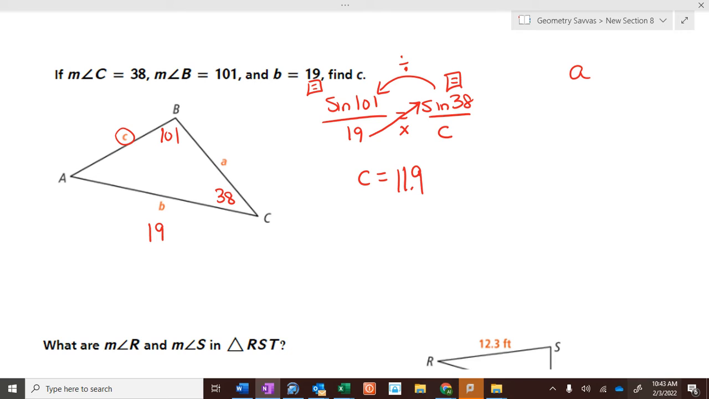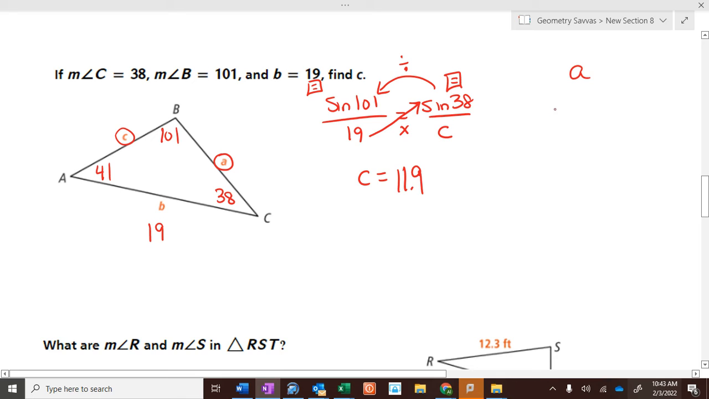All right, so because you want to know A, you need to know the angle opposite. Well, if we know two angles of a triangle, we always know three angles. Take 180 minus 101 minus 38, and that's 41, right? So 41 is our remaining angle.